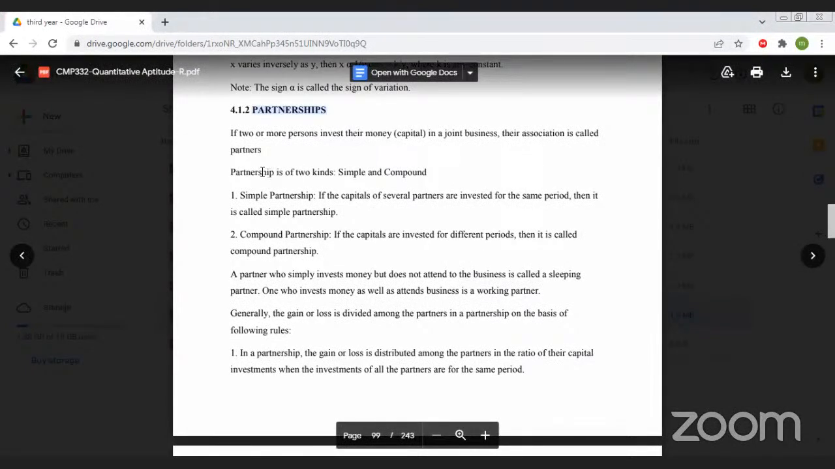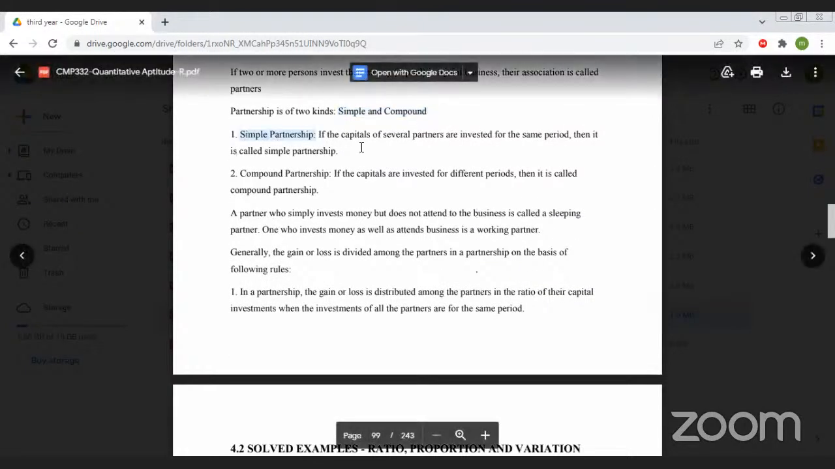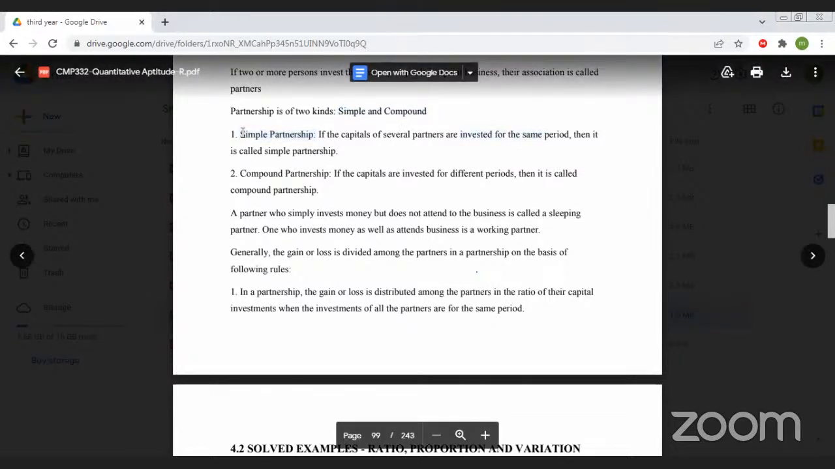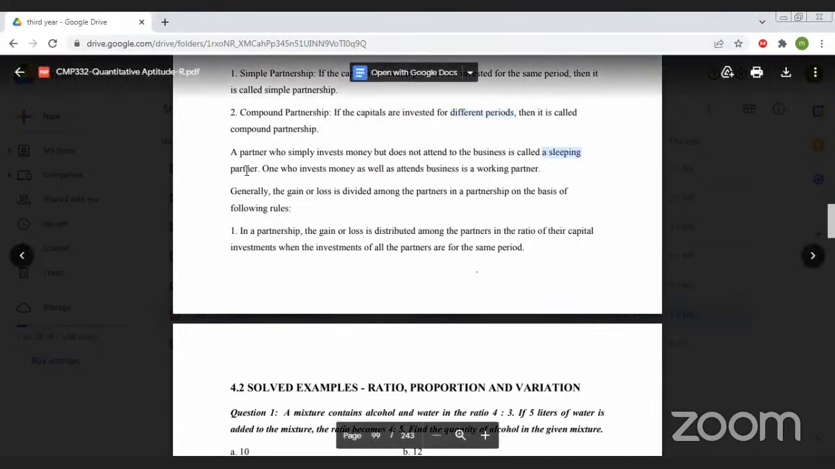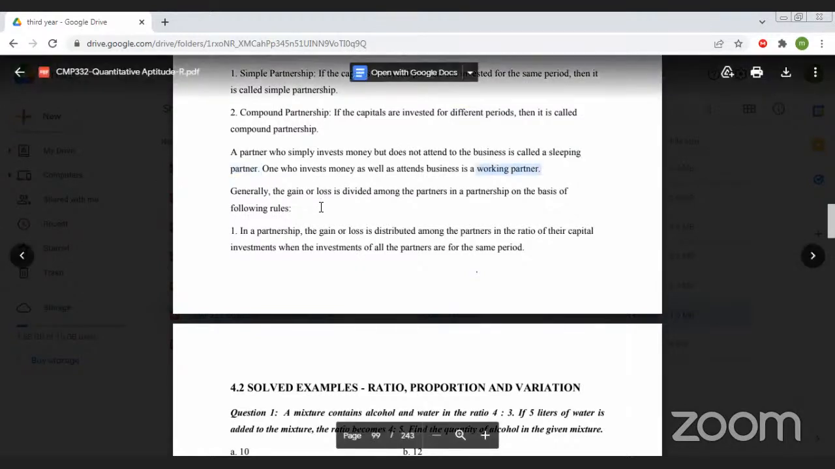Now partnership. Partnership is of two kinds, simple and compound. Simple partnership means the capitals of several partners are invested for the same period. See the difference. Simple partnership means invested for the same period, or else compound partnership means for different periods. A partner who simply invests money but does not attend to the business is called a sleeping partner. Now, these are a few terms which you have to remember. One who invests money as well as attends the business is called a working partner.